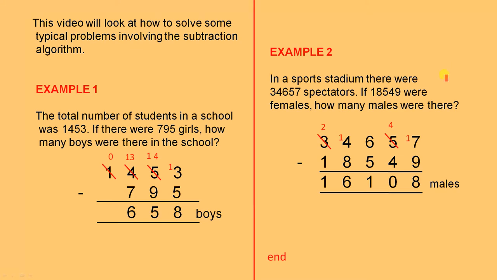So in a sports stadium, there were 34,657 spectators. If 18,549 were females, how many males were there? So if we take the total number of spectators, which is 34,657, and we subtract the number of females, which is 18,549, that will give us the number of males.